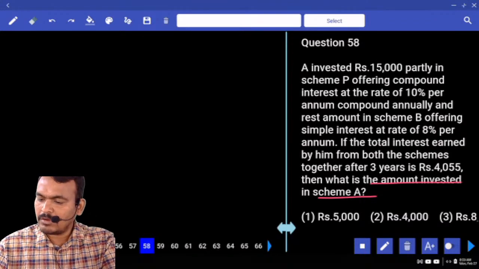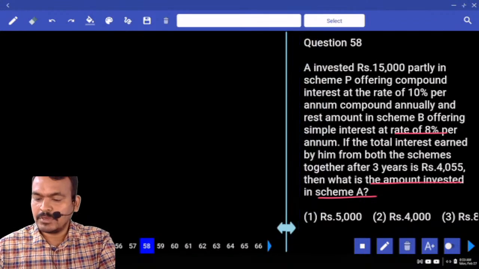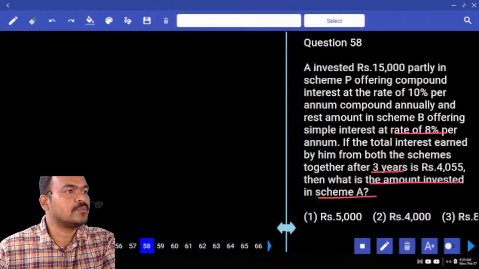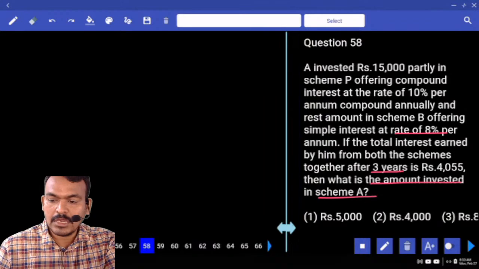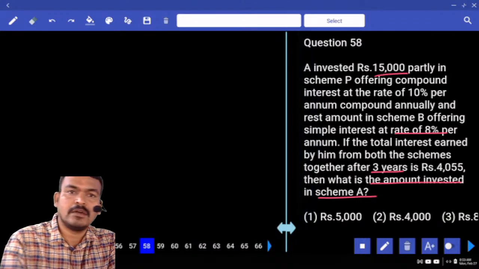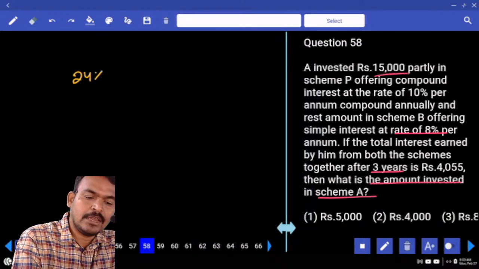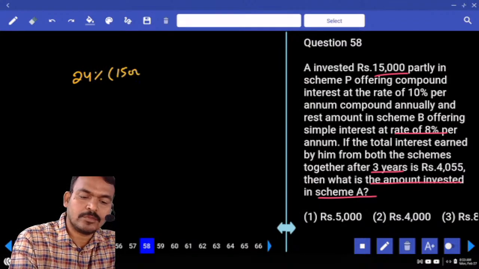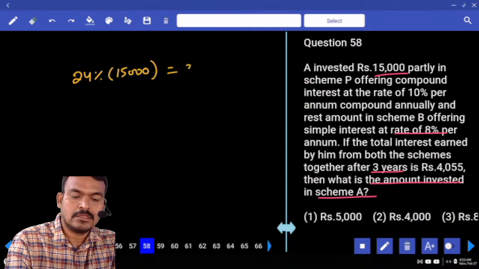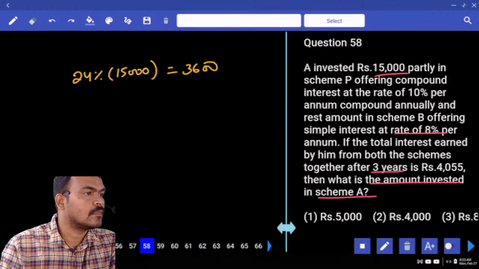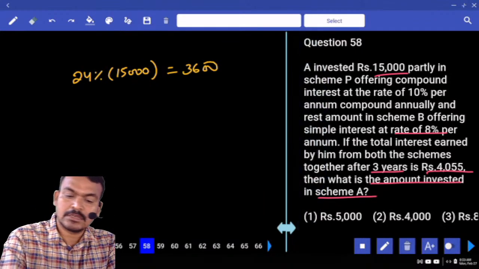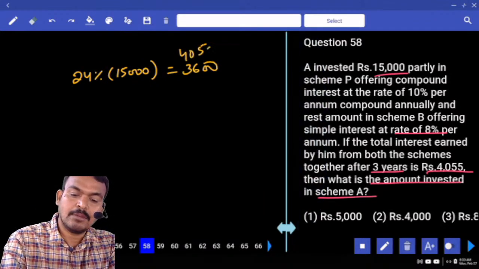Okay. What is the second one's rate percent? 8%. Time is given 3 years. 8% for 3 years, simple interest is how much? 24%. 24% of which one? 15,000. What is the 24% of 15,000? 3,600. Okay. What is the total 3 years interest? 4055.